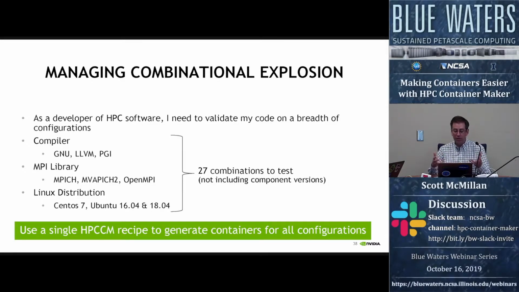So just for those 3 versions of those 3 things, you're already looking at 27 different combinations. And we're not even looking at different versions. You should probably test with OpenMPI 1, 2, 3, and 4, and different versions of Clang and things like that. And so you can use HPCM to generate containers that cover all these different combinations from a single recipe.